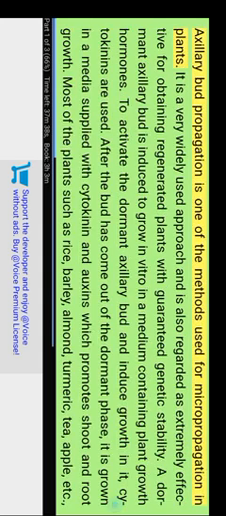Axillary bud approach. Axillary bud propagation is one of the methods used for micropropagation in plants. It is a very widely used approach and is also regarded as extremely effective for obtaining regenerated plants with guaranteed genetic stability. A dormant axillary bud is induced to grow in vitro in a medium containing plant growth hormones. To activate the dormant axillary bud and induce growth in it, cytokinins are used.